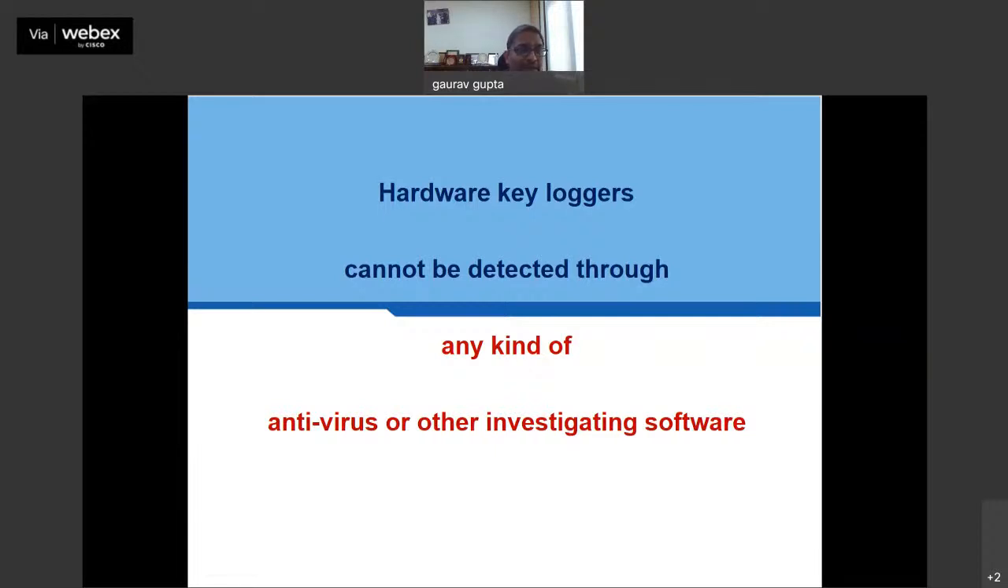So every now and then in an enterprise, in an organization, we must do some kind of bug tracking and check the backside of the CPU for any extra attachments, which could be a keylogger.